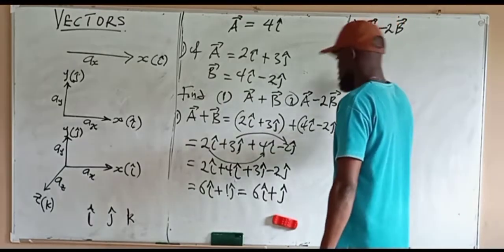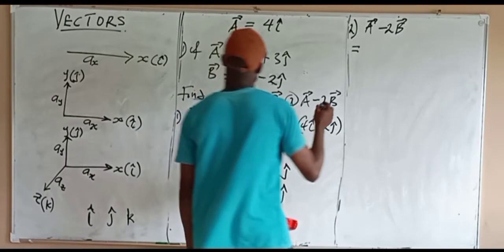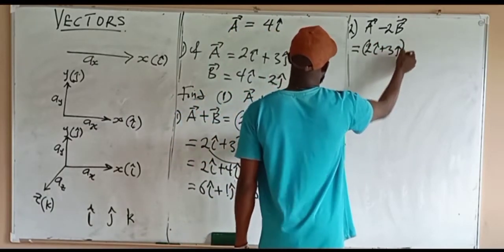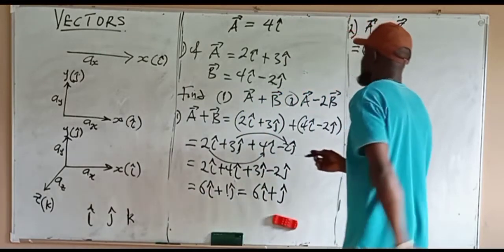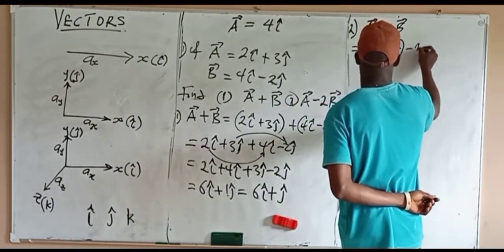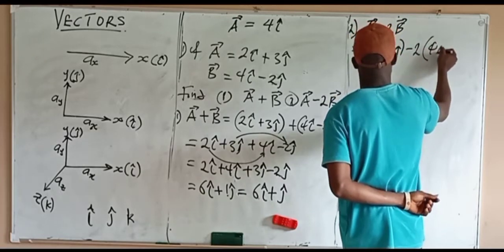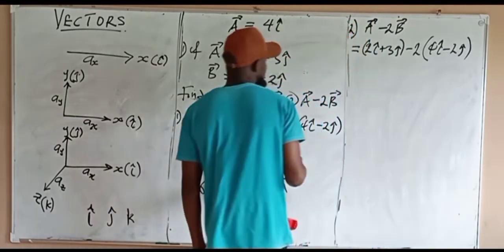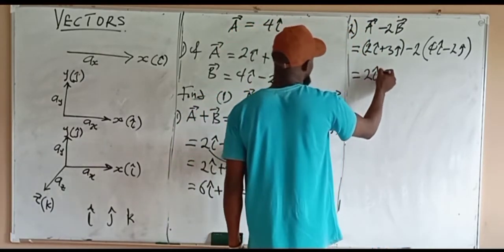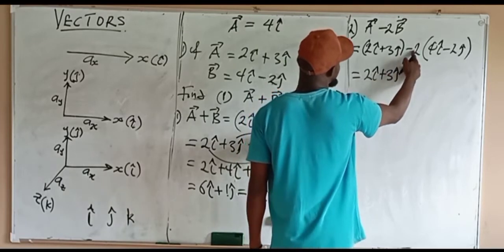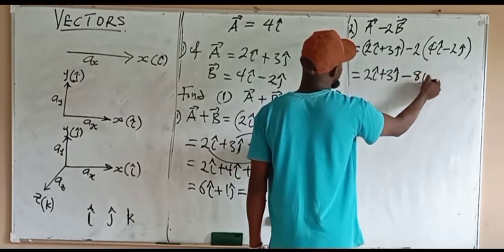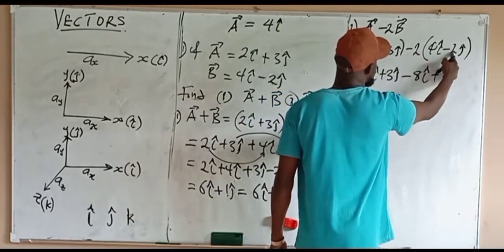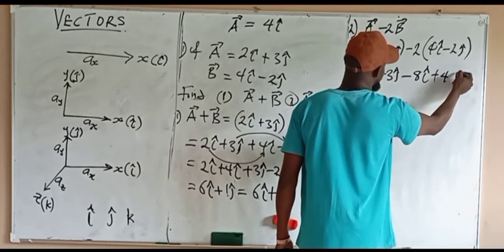So let's look at this other one, vector A minus 2 vector B. What is that going to give us? Vector A is 2I plus 3G. Then minus 2 vector B. What is vector B? 4I minus 2G. So this will give us 2I plus 3G, minus 2 times 4, that gives us minus 8I. Minus times minus gives us plus. Then 2 times 2 gives us 4G.